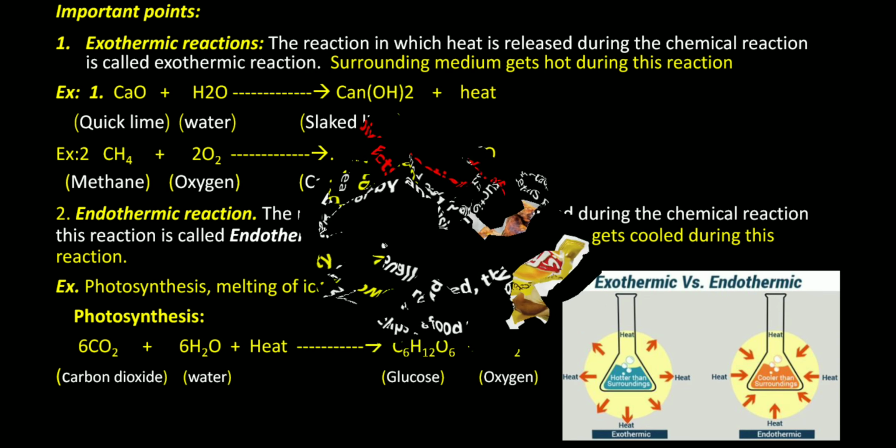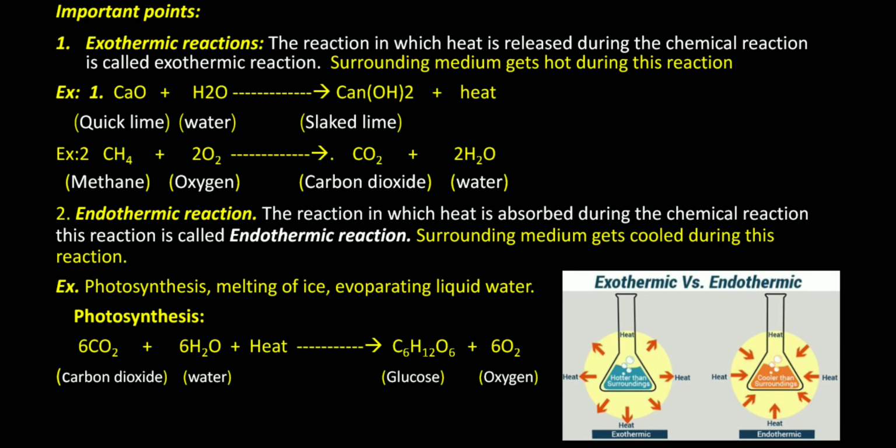Next, important points. Number one, exothermic and endothermic reactions are also types of chemical reactions. It is another type of chemical reaction on the basis of the thermal properties. Means heat is evolved during the reaction or heat is absorbed during the reaction. Next, number one, exothermic reactions.